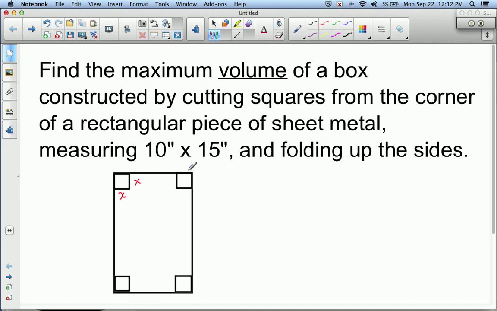Now we're told this piece of sheet metal has dimensions 10 inches by 15 inches. So based on perception here, we'll call this one the 10 and this one here the 15. Alright, so there are our dimensions. Now what happens when I cut these corners out is kind of neat. We're going to end up with kind of like a plus sign, if you will. Cut the corner out, and our rectangle becomes this funky plus sign.